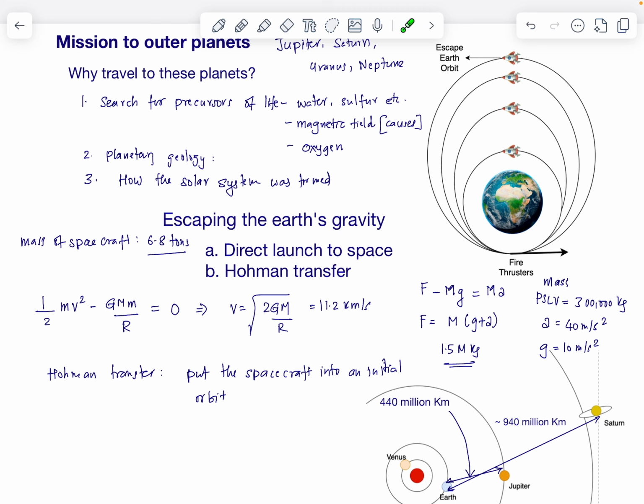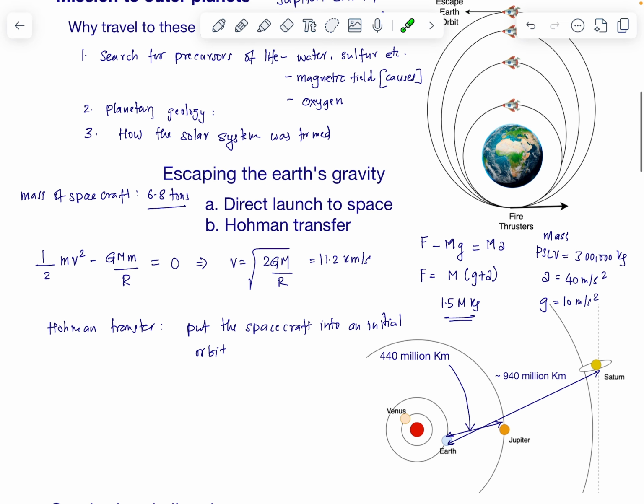And when the spacecraft comes back, you give it another kick, so it moves into yet another higher orbit. When the spacecraft comes out here, you give it another kick so that it moves into yet another higher orbit. Let's say at some point you think the spacecraft is far enough, then you fire thrusters one last time to inject it into outer space. So this is a staged transfer to outer space.